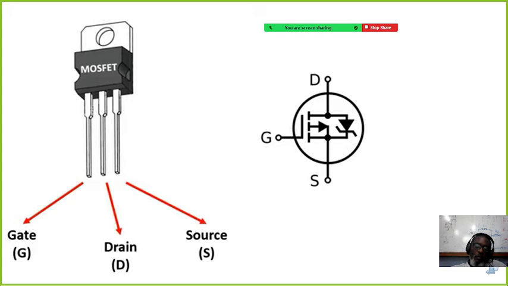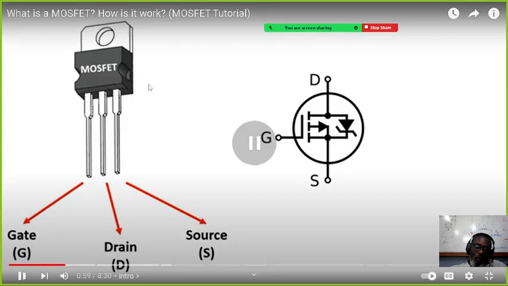Their order is not always like this. You understand? It depends on the writing that is on it. Sometimes the gate might be in the middle, sometimes the gate might be over this side. So this is just a straightforward thing, but the gate can be anywhere at all, the drain can be anywhere at all, and the source can be anywhere at all.